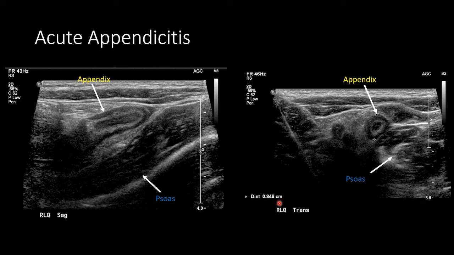Based on size criteria, the normal appendix should be less than 6 millimeters. 6 to 8 millimeters is equivocal, and greater than 8 millimeters is abnormal. In addition to seeing the dilated appendix, we can see fluid within the lumen of the appendix here, and the wall of the appendix appears thickened. We also see these areas of echogenic fat that are outlined in purple. And these areas of echogenic fat are thought to represent fat stranding or inflammation within the fat around the acutely inflamed appendix.